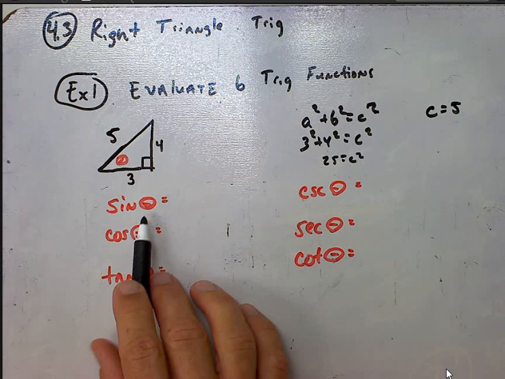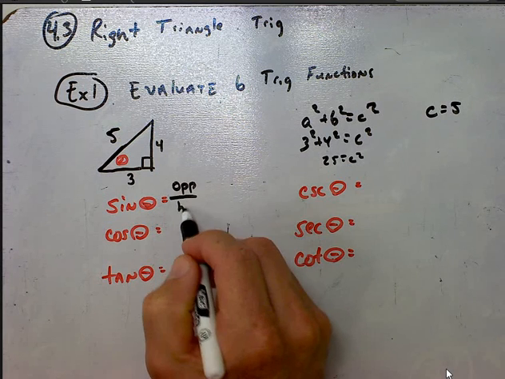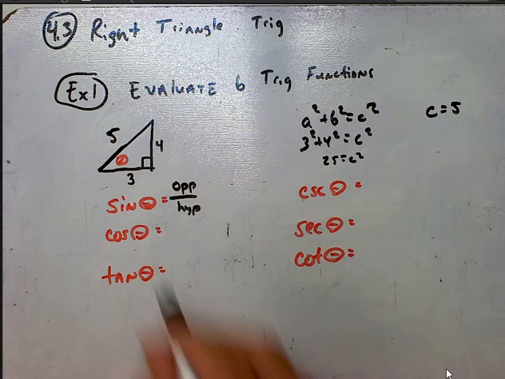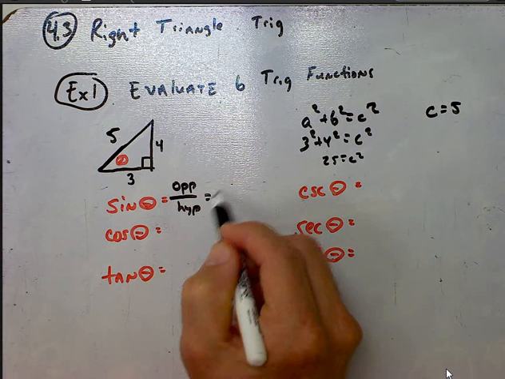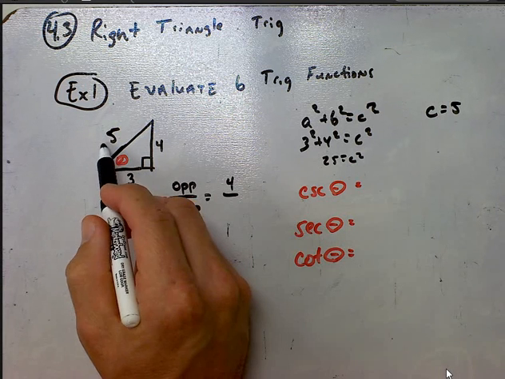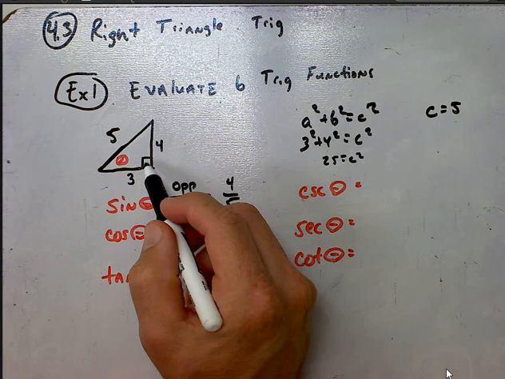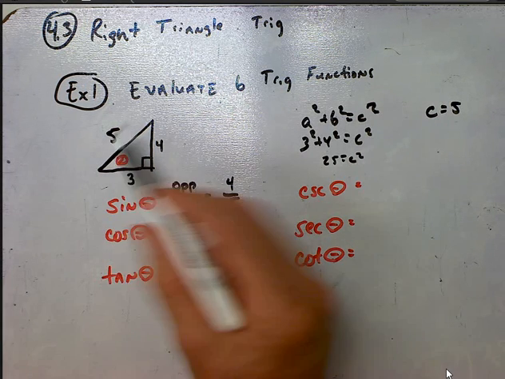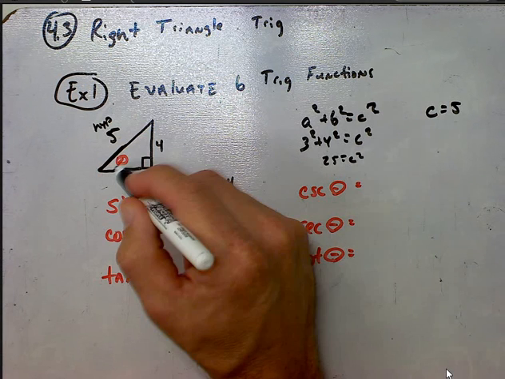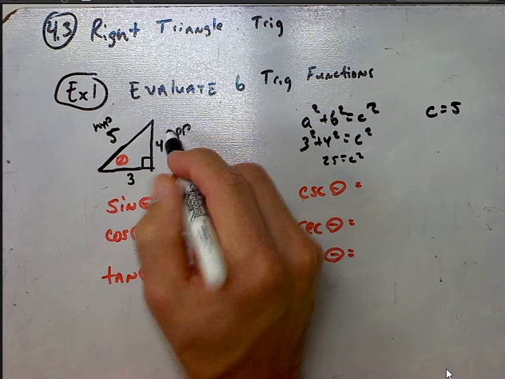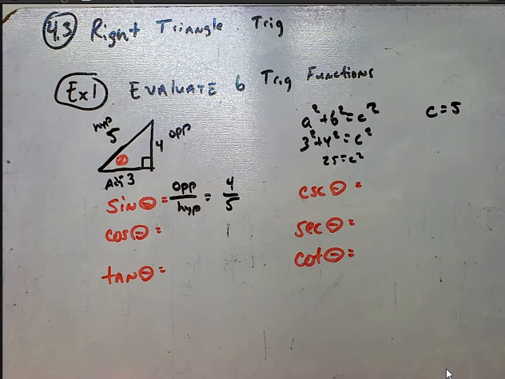Sine of theta is defined as the opposite side divided by the hypotenuse. Theta is this angle down here, so the side opposite is 4. The hypotenuse is 5. So the sine of theta is 4/5. Hypotenuse is described as the side opposite the right angle, so this one's going to be the hypotenuse. This side is opposite because it's away from the angle. This 3 here is known as adjacent because it touches the angle, it's part of the angle.